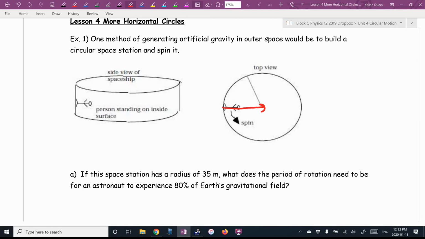I got to be honest, I was impressed because it's not that intuitive. What force do you think is pushing this person around in a circle? Are they standing on a surface? There is a normal force. This is the normal force, Fn.